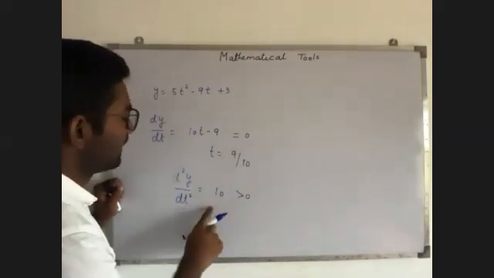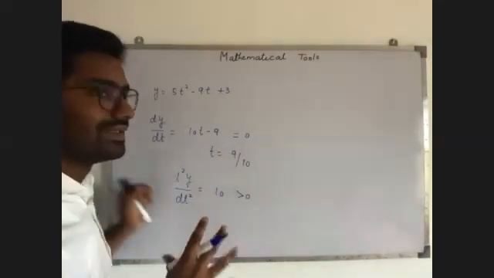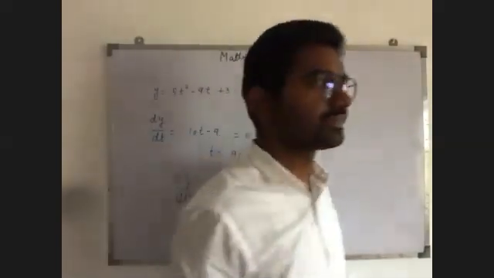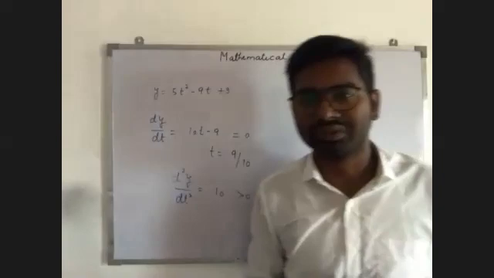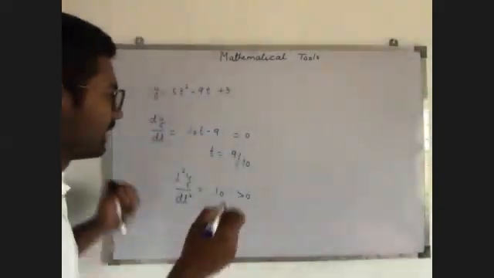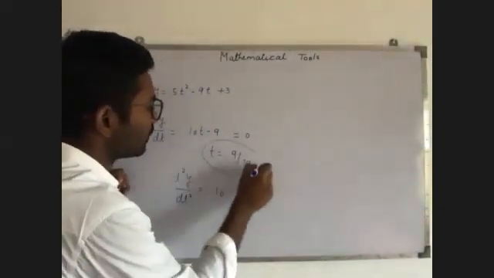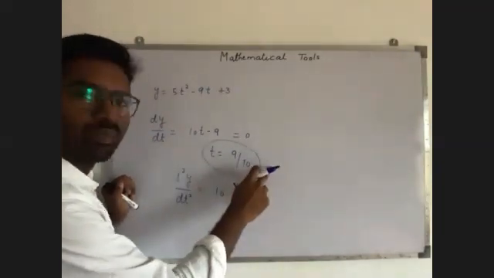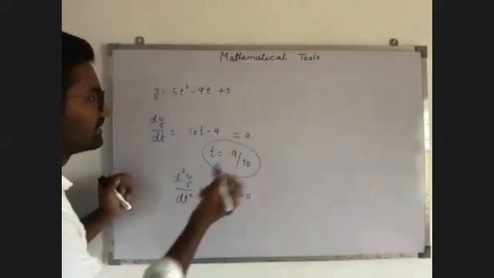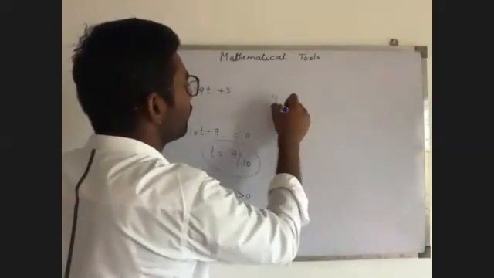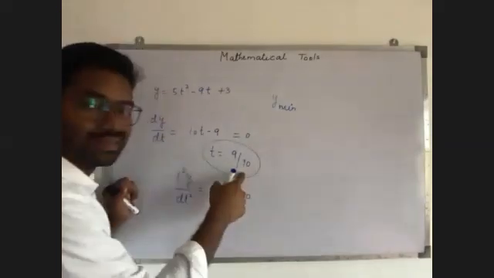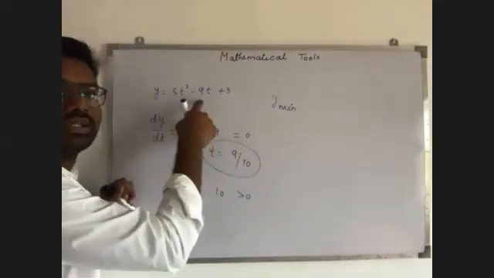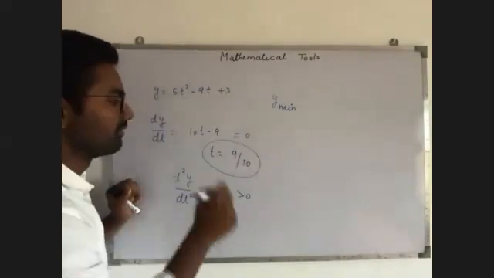Now, guys, can anyone tell me, when d2y over dt square is greater than 0, is it the condition of minima or maxima? That is the condition of minima. Now when I check d2y over dt square, it is greater than 0, which means this point is going to be minima. So can I say the minimum value of y? At this point the function has its minimum value, so I have to put this point in this equation and I will get the minimum value.